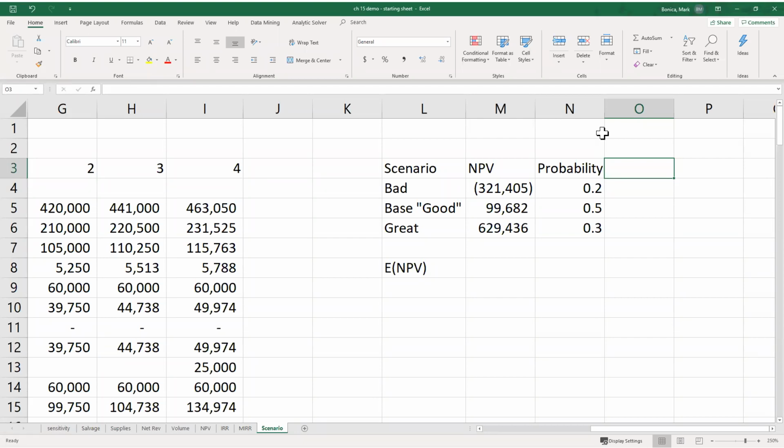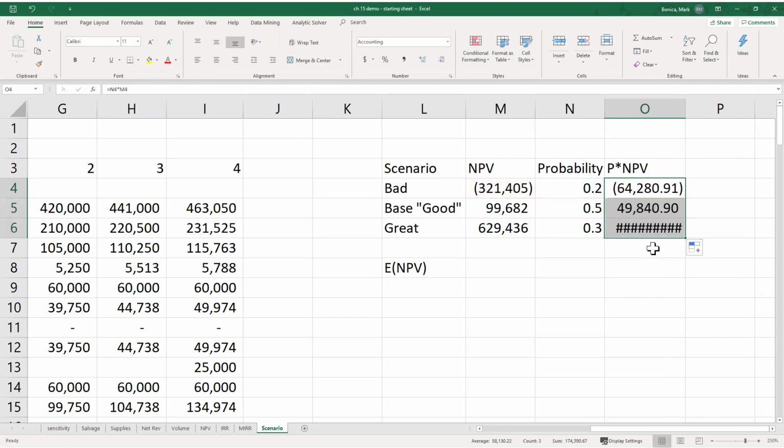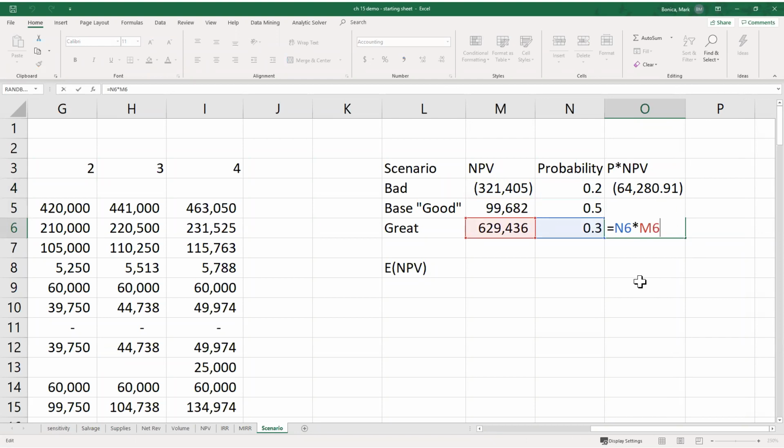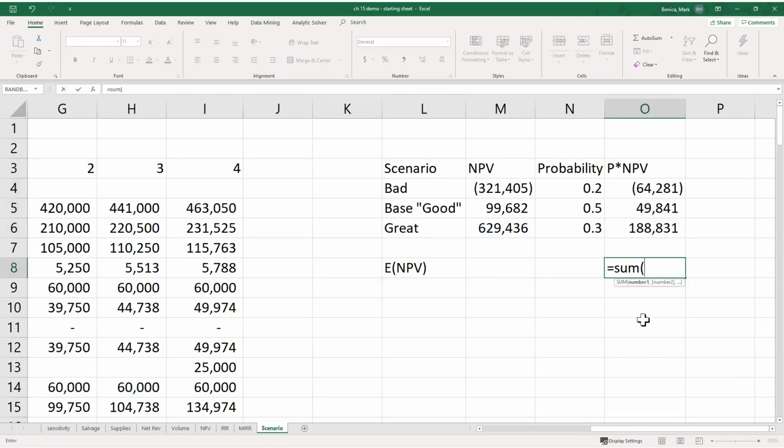Yeah, good. Thank you, Ariana. So I'm going to multiply the probability times the NPV for each. So I'll take equals 0.2 times the bad. And now I've got N4 times M4, so I can just copy that down. It's too big of a number, I don't need it to be that big. There we go. And then I'm going to sum those.